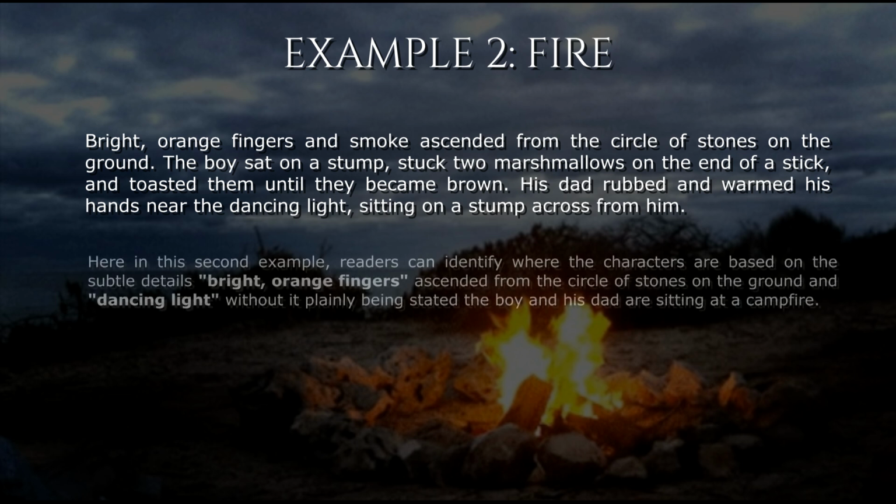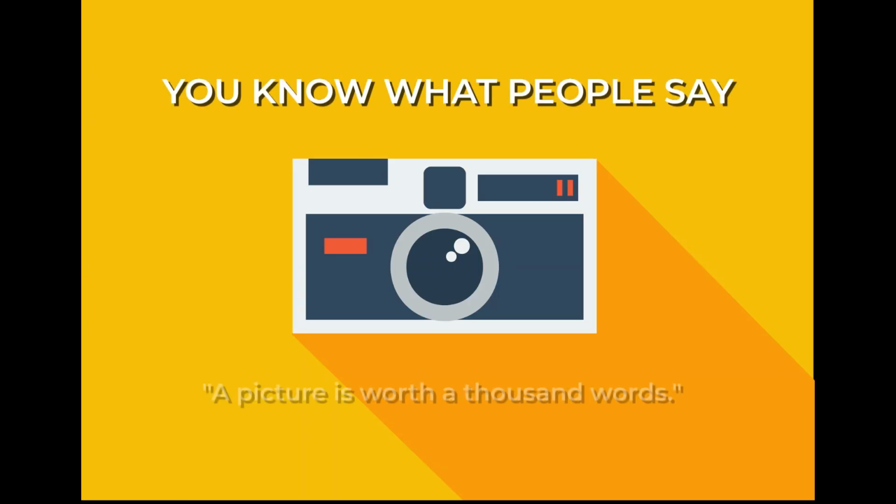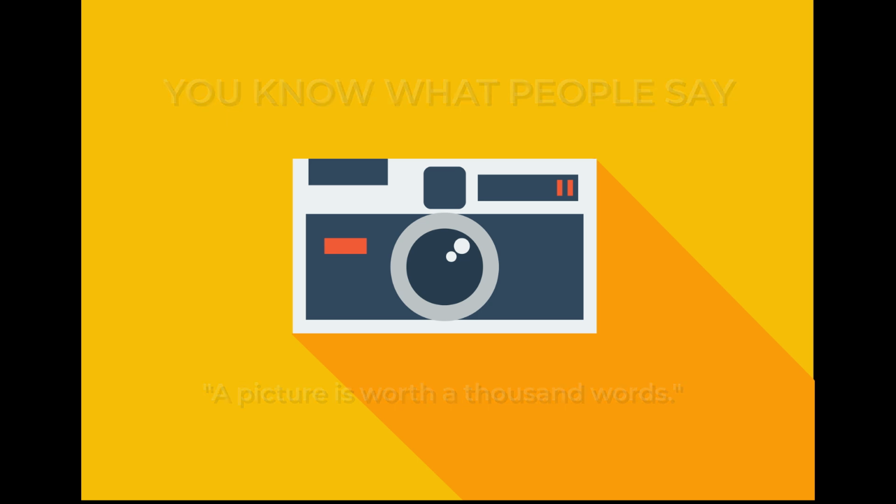Here, in this second example, readers can identify where the characters are based on the subtle details: bright orange fingers ascending from the circle of stones in the ground, and dancing light. Without it plainly being stated, the boy and his dad are sitting at a campfire. You know what people say, a picture is worth 1,000 words, and subtle details can create this same effect when used well by writers. Now I'm going to go over utilizing weather in scenes.